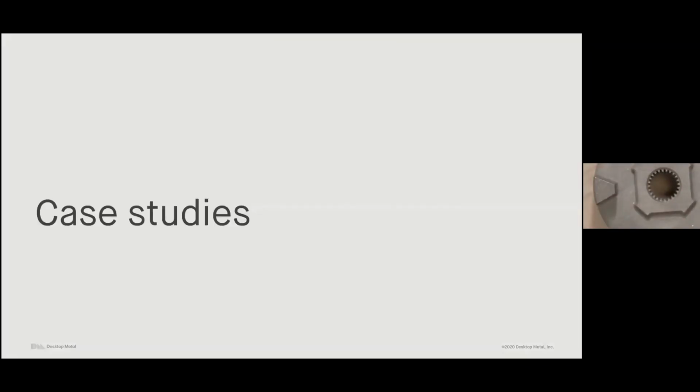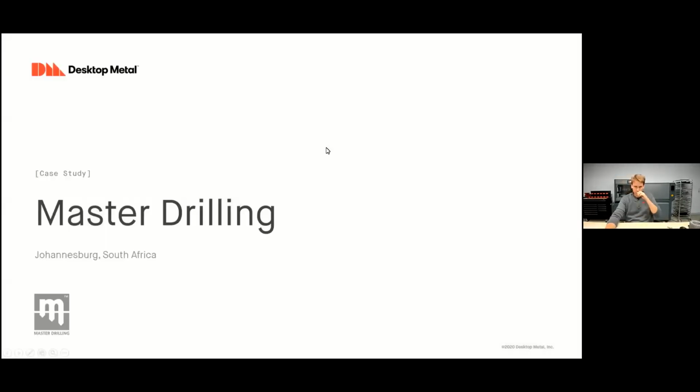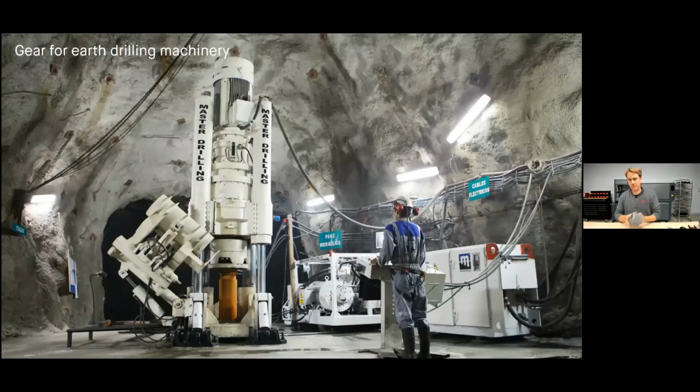So let's hop over to some case studies, talk about some specific customers, how they're using the system, how they're making use of the Desktop Metal products. Master Drilling. They're located down in Johannesburg, South Africa. They make these very, very large earth drilling machines used for drilling miles into the ground, mostly for mining operations, energy, oil and gas, etc.